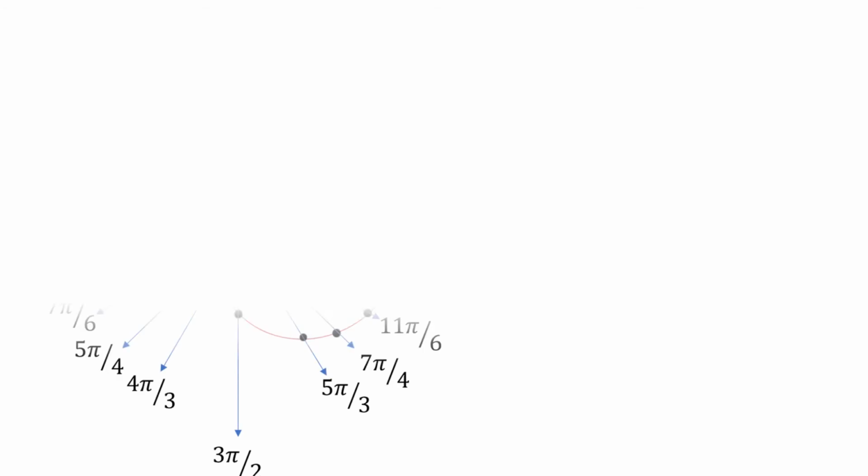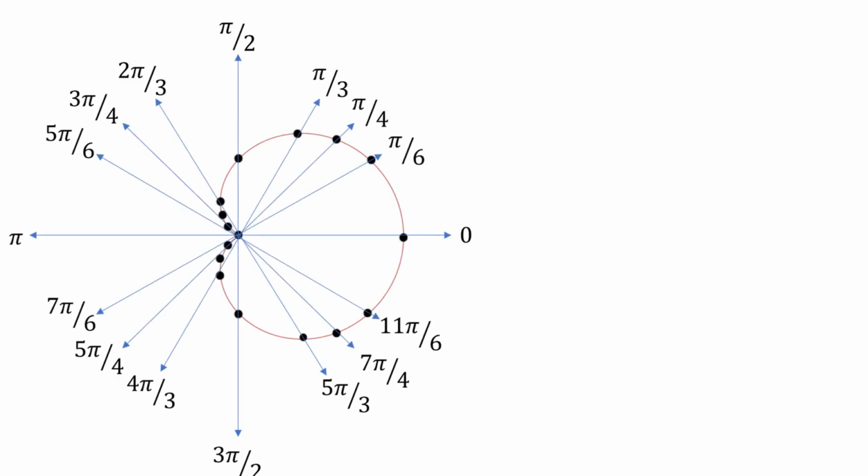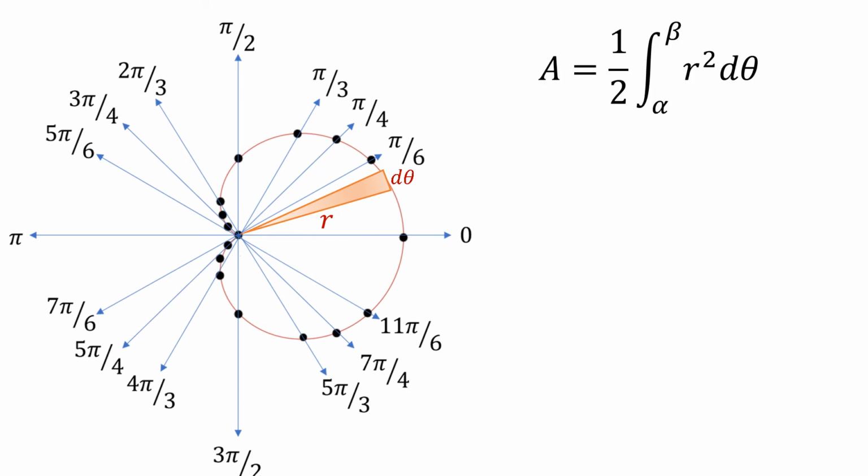After sketching the cardioid, we can now solve for the area by introducing a circular sector element whose radius is r with a differential theta as an angle. Recalling the formula, A is equal to 1/2 times the integral from alpha to beta of r squared d theta.